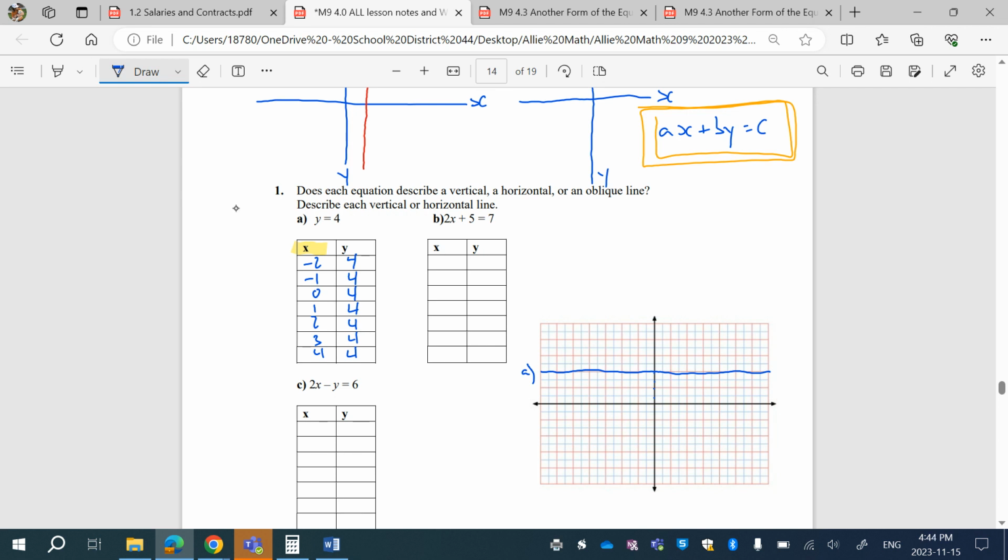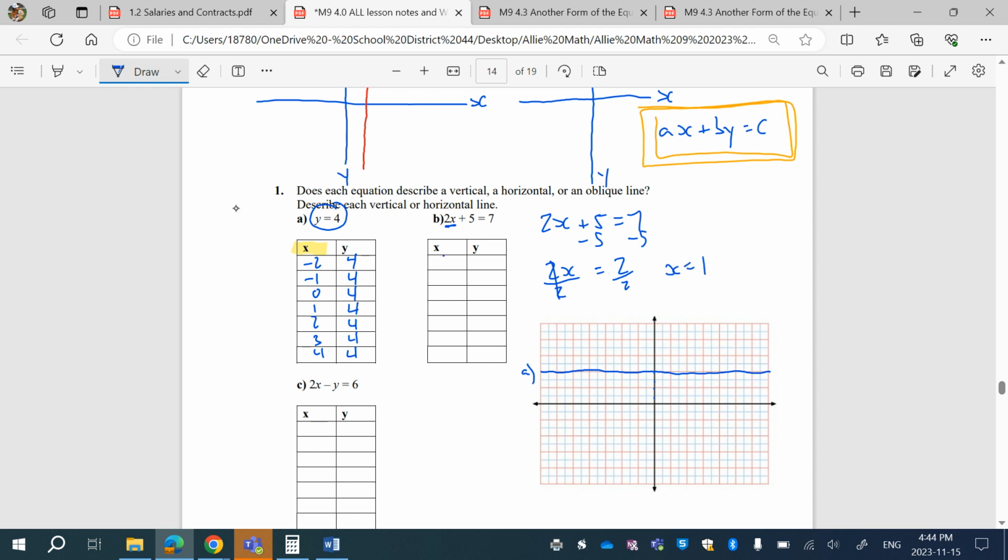So here, again, we just have x's, but it's not as clear as this one what x is equal to. So we have to solve this equation first. So let's go 2x plus 5 equals 7. Let's get the x by itself. So let's subtract 5 from each side. We get 2x equals 2. To get the x by itself, let's divide by 2 and divide by 2. So we get x equals 2 over 2, which is 1.